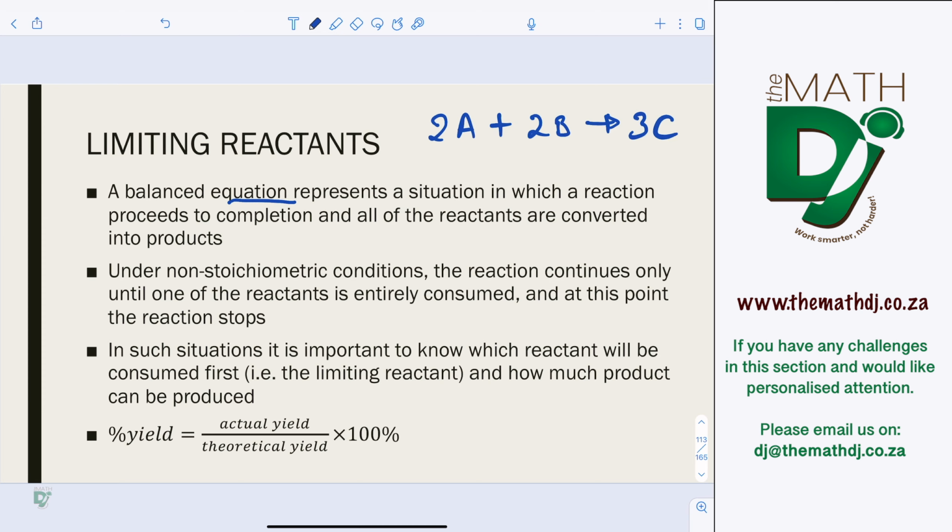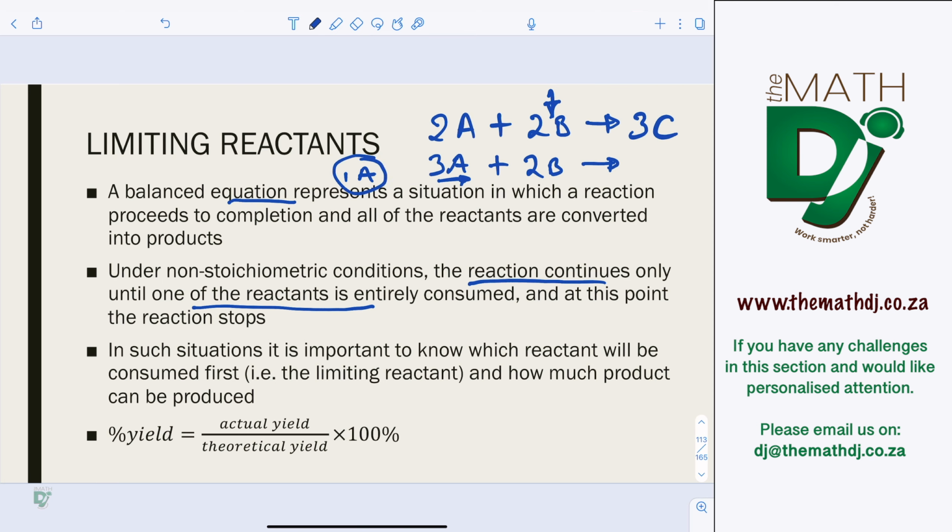Under non-stoichiometric conditions, the reaction continues only until one of the reactants is entirely consumed. So in other words, let's say I have 3A plus 2B. Since I need 2A and 2B to form 3C, it means that only 2A here will be used and 1A will be left. So that's what we mean. In other words, B will be the limiting one. If there was more B, this other 1A left would be used.